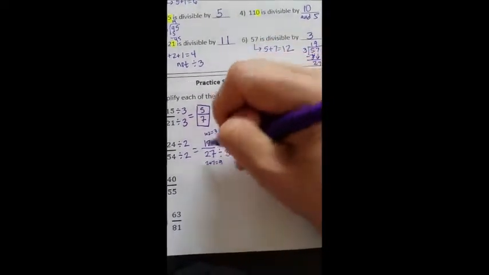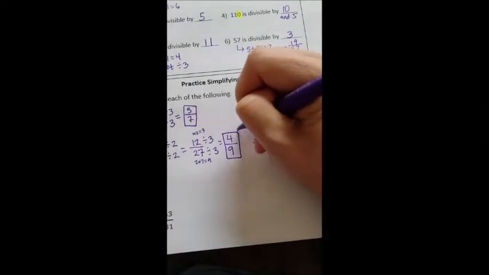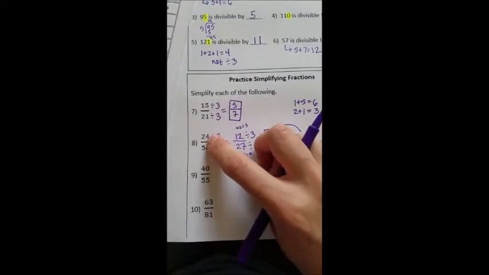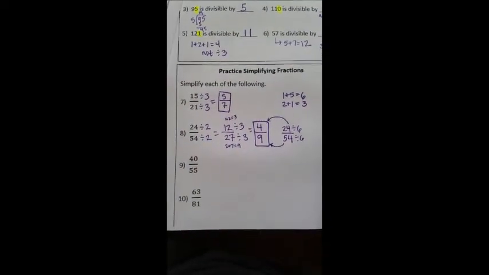So because we had to go twice, that means there was a bigger number than 2 we could have divided by, and that bigger number is 6, because 24 divided by 6 is 4 and 54 divided by 6 is 9. So that would have been faster. But this is if you weren't aware that these two numbers share a 6 in common. Okay, please try number 9.